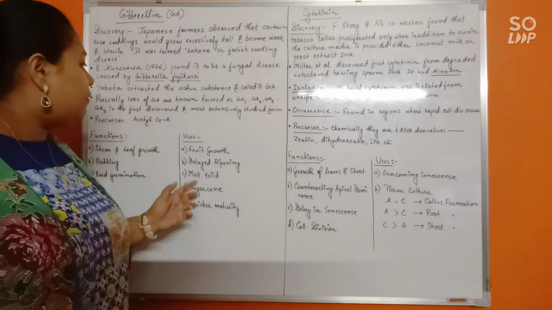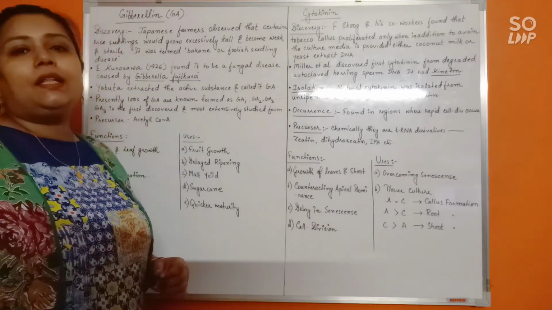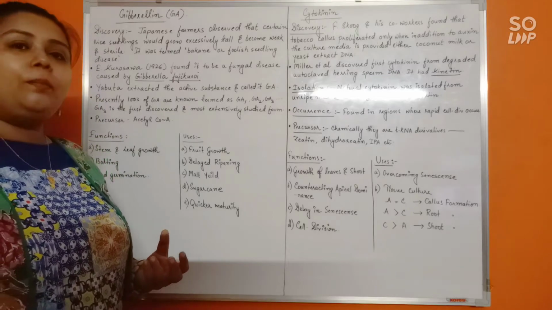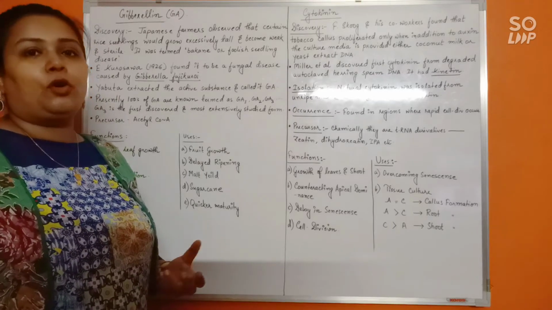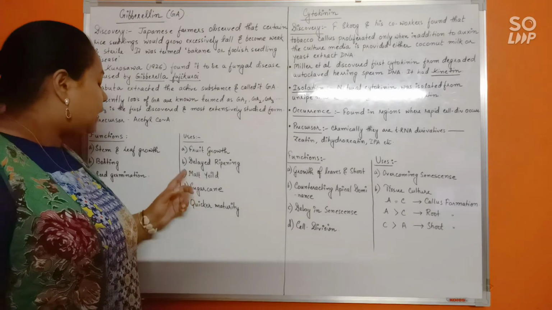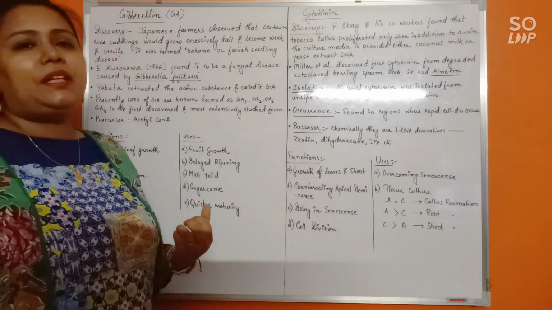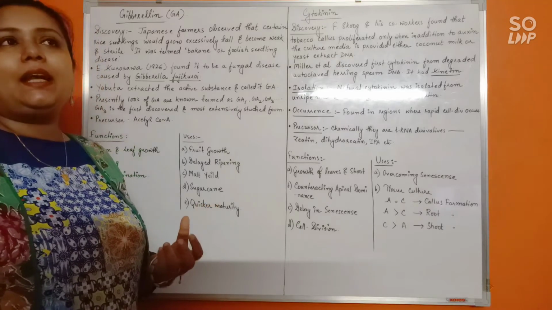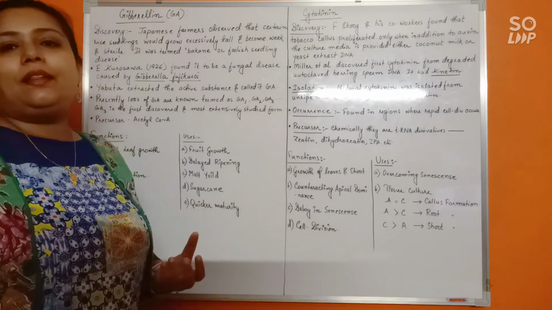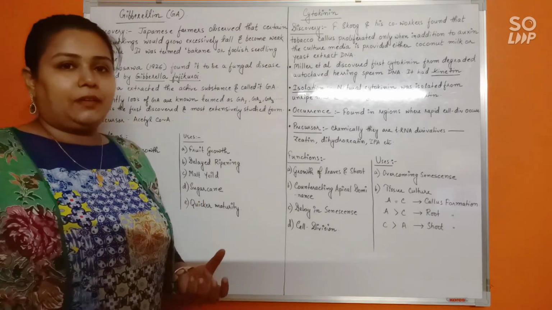So it has been observed that commercially increasing the size of apples or bunch length of grapes can be brought about by the usage of gibberellin. Next is delayed ripening. The ripening process can be delayed. You might be thinking, how can delaying the process of ripening be commercially beneficial?